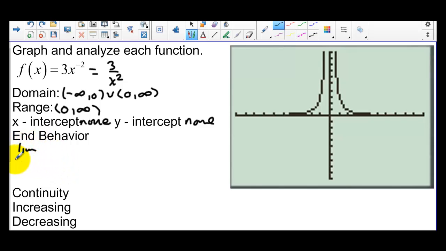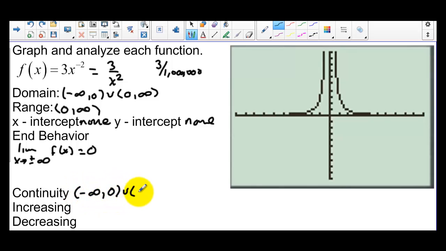The end behavior, the limit as x approaches positive or negative infinity of f of x, is both 0 in this case. Imagine if x was really, really large as x approaches positive infinity. We would have 3 over, let's say, 1 million. And 3 1/millionths, if you cut a pie into 1,000,000 pieces and you give someone 3 of those pieces, it's pretty much nothing. Continuity, we have negative infinity to 0, union with 0 to infinity. So we have an infinite discontinuity where x is 0.